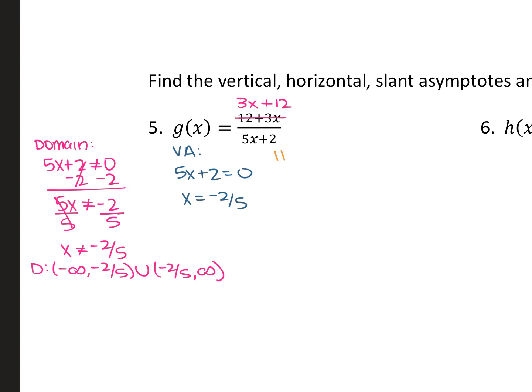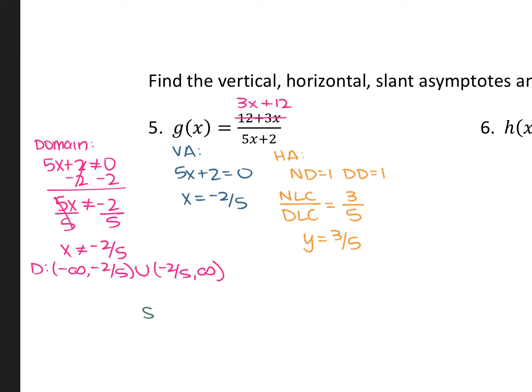For your horizontal asymptote, you're comparing the numerator degree, which is 1, with the denominator's degree, which is 1. They are the same, so we are going to take the numerator's leading coefficient, put it over the denominator's leading coefficient. The numerator's leading coefficient is 3, denominator's is 5. That means that y is equal to 3/5 for your horizontal asymptote.